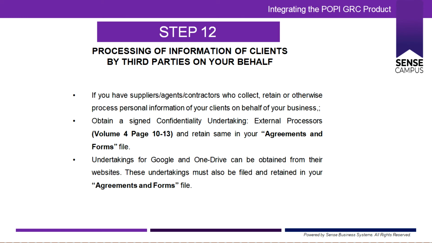Step 12. Processing of information of clients by third parties on your behalf. If you have suppliers, agents or contractors who collect, retain or otherwise process personal information of your clients on behalf of your business, obtain a signed confidentiality undertaking for external processors, contained in Volume 4, Page 10 to 13, and retain same in your Agreements and Forms file. Undertakings for services like Google and OneDrive can be obtained from their websites. These undertakings must also be filed and retained in your Agreements and Forms file.